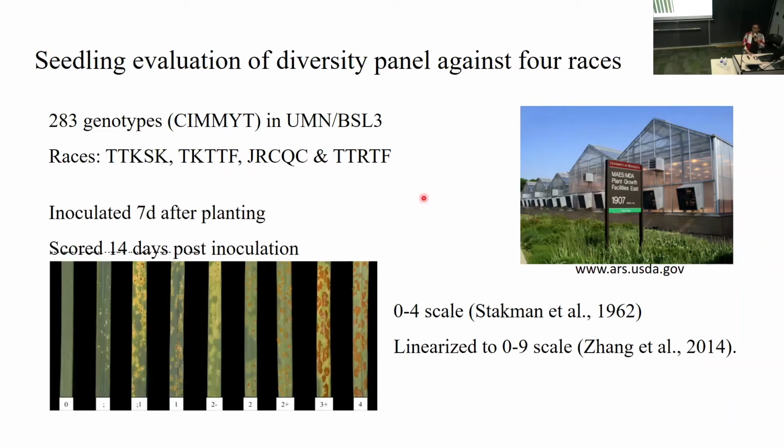Seedlings were planted in the university facility and inoculated with a spore suspension 7 days after planting. Then scoring was done 14 days post-inoculation based on the 0 to 4 scale of Stakman. This scale has plus and minus based on the pustule size, and there are some symbols for hypersensitive response. We linearized that to a 0 to 9 scale according to Zhang to make it easier for analysis.